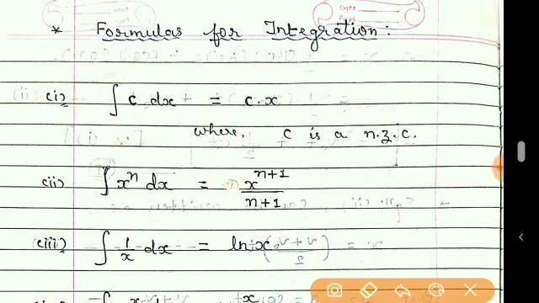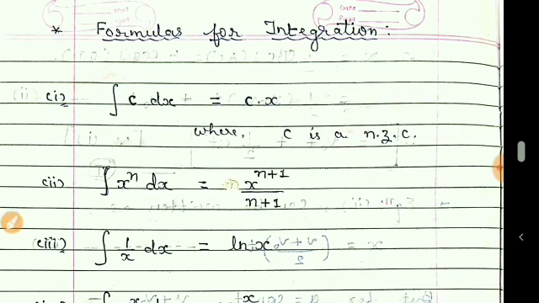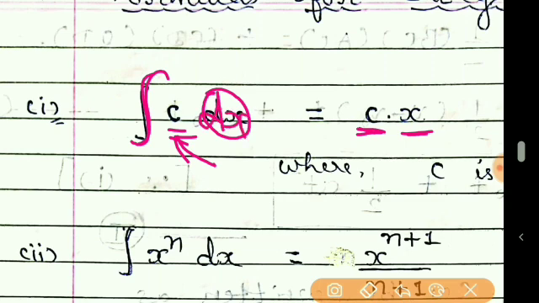We have studied earlier that d by dx of any constant is equal to 0. But in integration it is something reverse. In integration, the integral of any constant c is c into x. Here the integration is with respect to dx, so c is already there and we have to multiply by x because of dx.